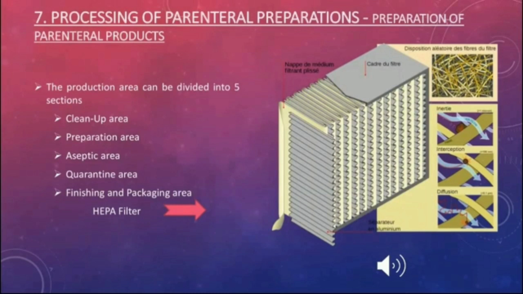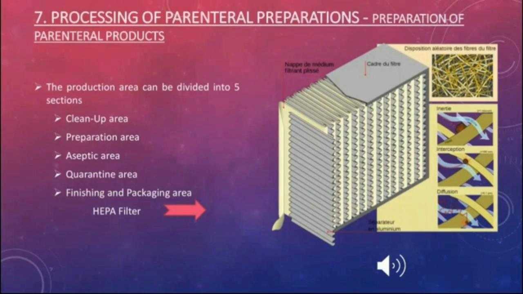The production area where sterile parenteral preparations are manufactured can be divided into 5 sections. First one, cleanup area. Cleanup area is not an aseptic area. The cleanup area should be constructed to withstand moisture, steam and detergent. Ceiling and walls can be coated with materials which should prevent the accumulation of dust and microorganisms. Exhaust fans should be fitted to remove heat and humidity for the comfort of persons working in this area.